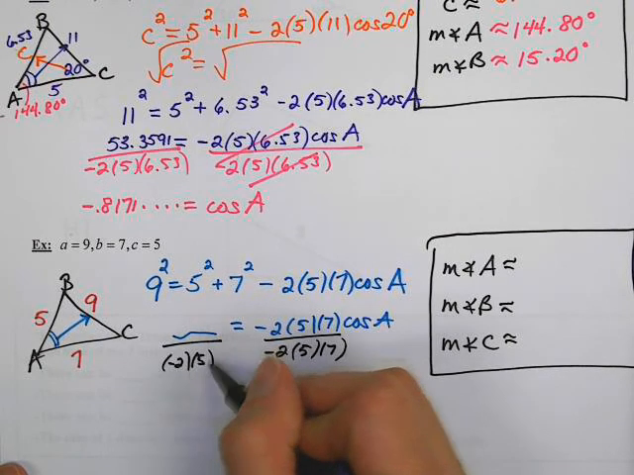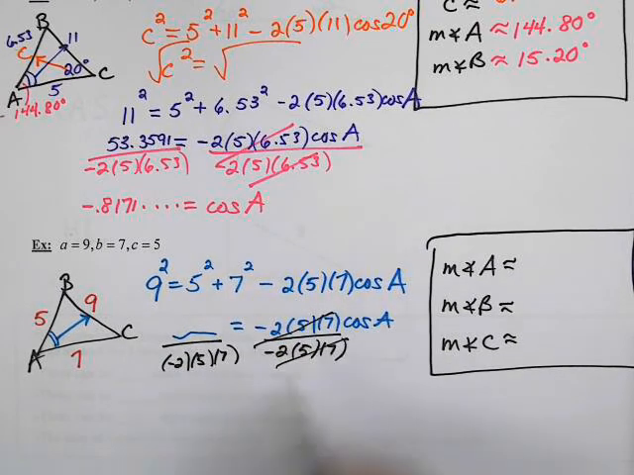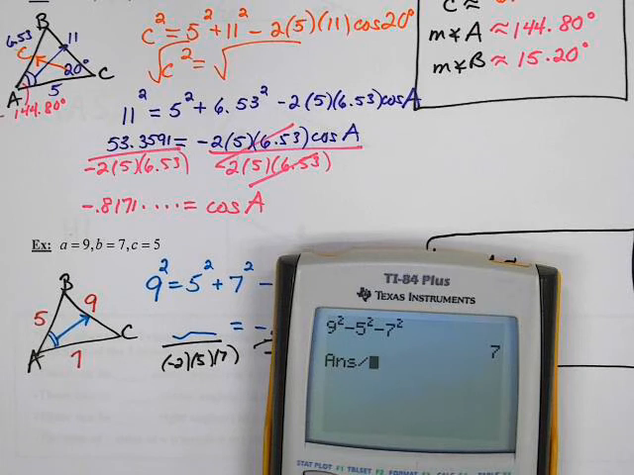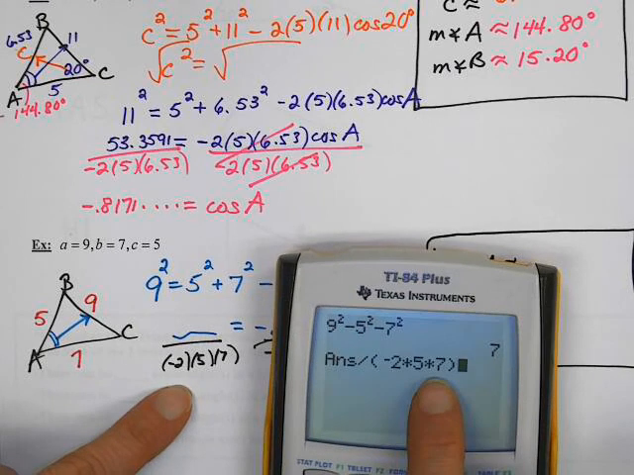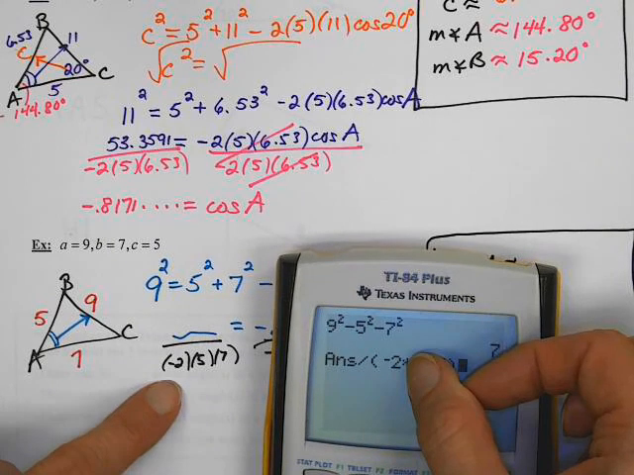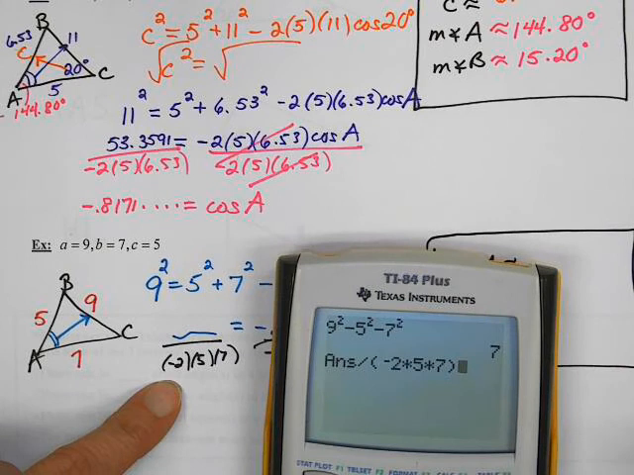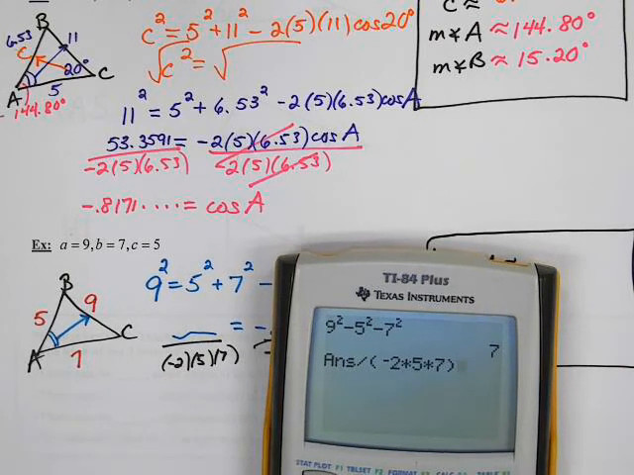-2 times 5 times 7. So that would all cancel out. Okay, so I'm going to take the answer and divide by parentheses -2 times 5 times 7. Be careful how you use parentheses. If you close them, only the 2 gets divided and the next 2 get multiplied. So please practice with your calculator.